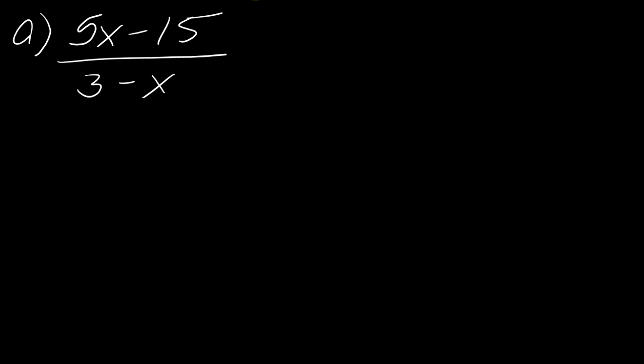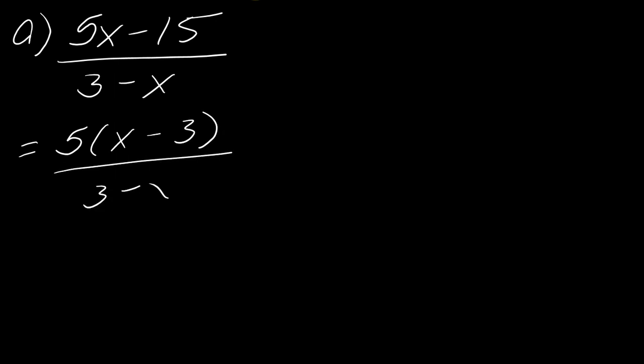For the first one, the first thing that I want to do is factor out a 5 on the top. So it's going to be 5 times x minus 3, and then in the denominator I have 3 minus x. This is exactly the situation that I'm talking about where we need to factor out -1. So x minus 3 and 3 minus x, these are not the same things, right? But what I could do is factor out -1 from either the top or the bottom. So I'm going to do that.